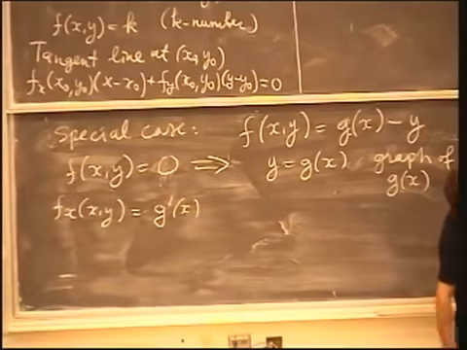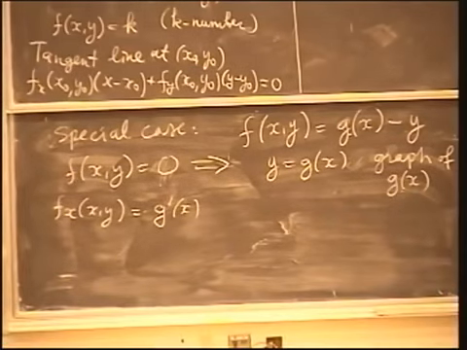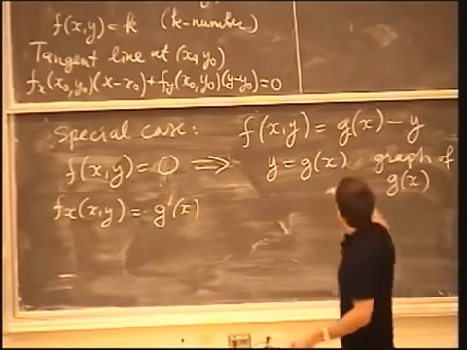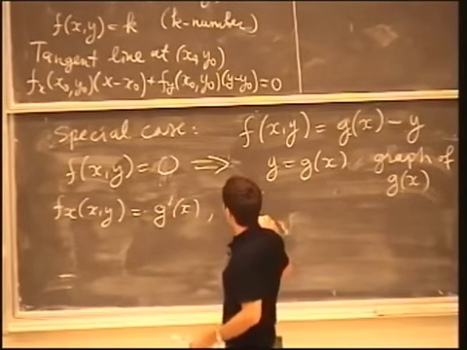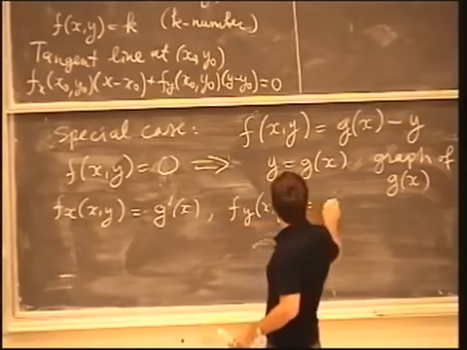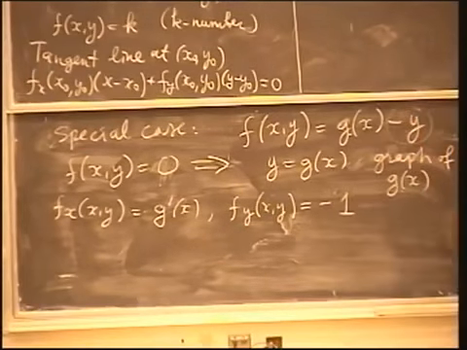Just like here, the partial derivatives of the big function f with respect to x and y were just the derivatives of the small f. And now the role of the small f is played by g, so the partial derivative like this is just g prime, and the partial derivative with respect to the second variable is negative 1 again. Because this minus y now plays the same role as minus z played here. So when we take the derivative, we get negative 1.